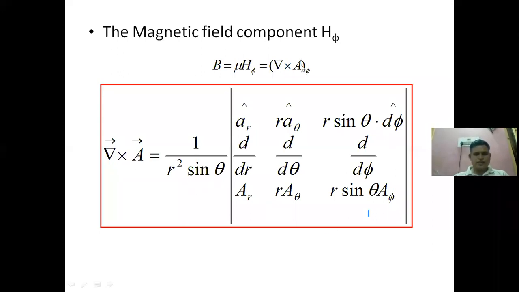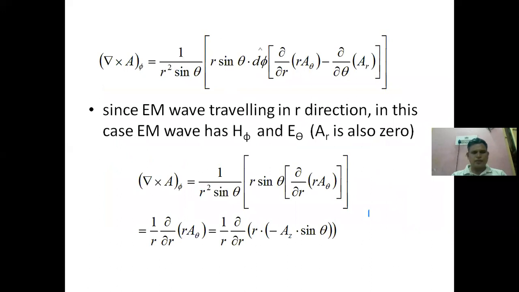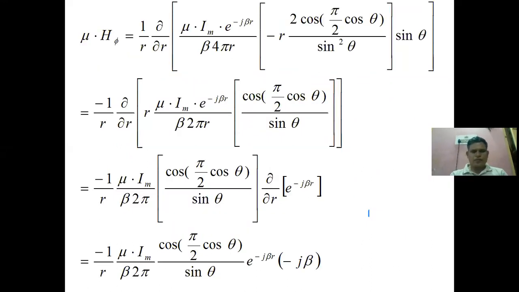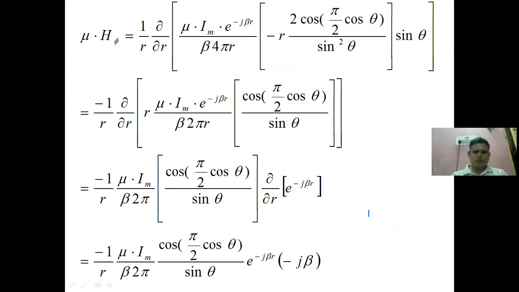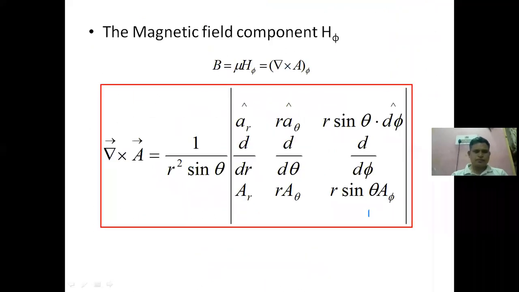Here also, del cross A bar. From del cross A bar, we will compute the magnetic field intensity. Here B is equal to μ into H φ, which is equal to del cross A of φ. H is having the φ component. For the φ component, we have to calculate this term, right?